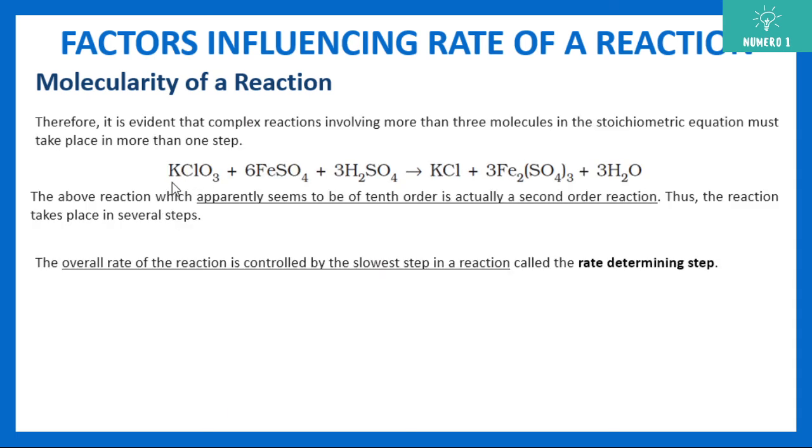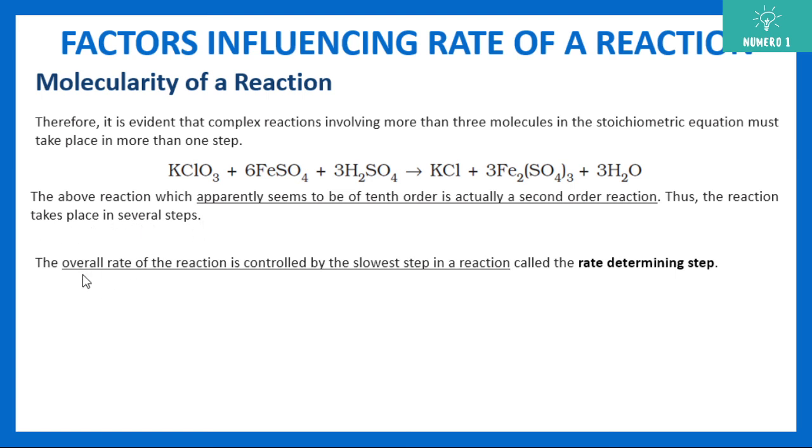So if you see this reaction, you can see 1, 6, 3. So 1 plus 6 plus 3 are reacting, so this is molecularity 10. Apparently this doesn't happen. For sure this is the reaction which gives you this product, but this reaction does not take place in one step. This is not an elementary reaction. This is a multi-step reaction, because we know that molecularity greater than 3 is not possible. So the above reaction, which apparently seems to be of 10th order, is actually a second order reaction. Thus, the reaction takes place in several steps.